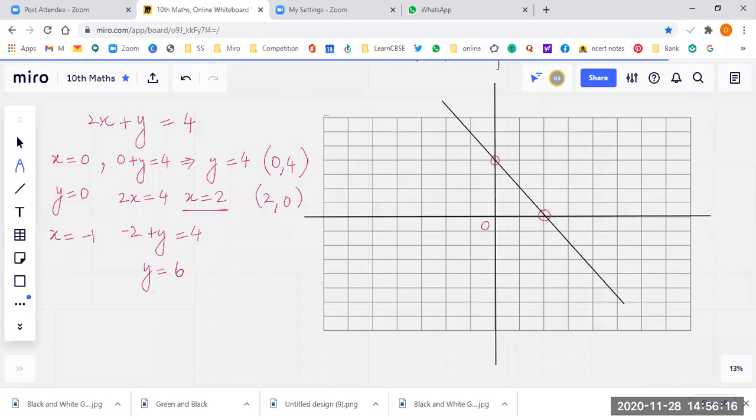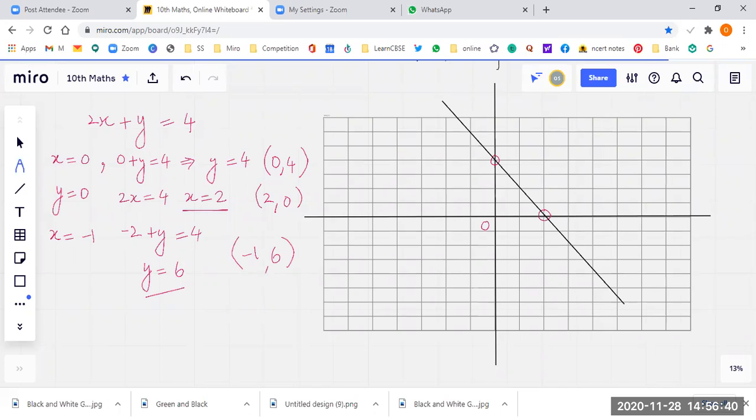Very good. So what will be the point? The point will be -1, comma 6. Very good. -1, comma 6. x will come first and then will come y.